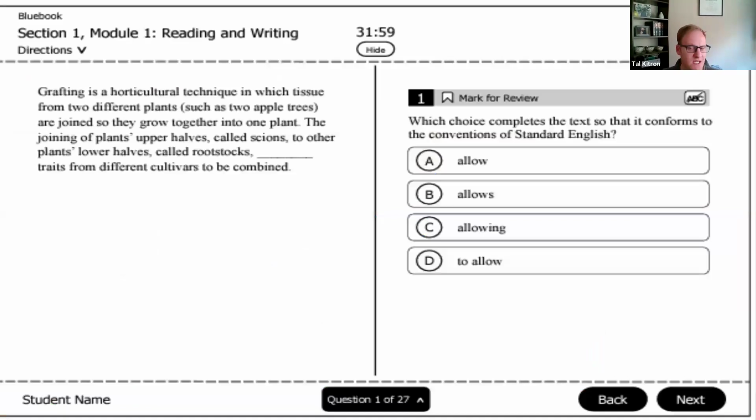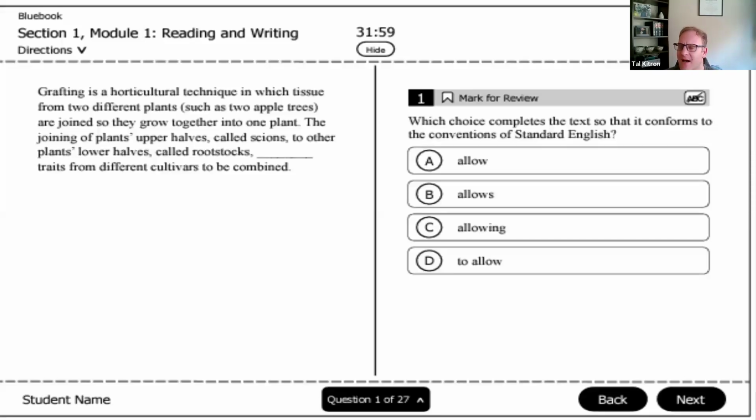So here is what you see nowadays when you start the SAT. Everything is done via the Blue Book app, which is something you download on your computer. Those of you who have taken a PSAT, which is probably everybody since you take it sophomore year now as well, have done this before. This is the exact platform we use for SAT and PSAT.